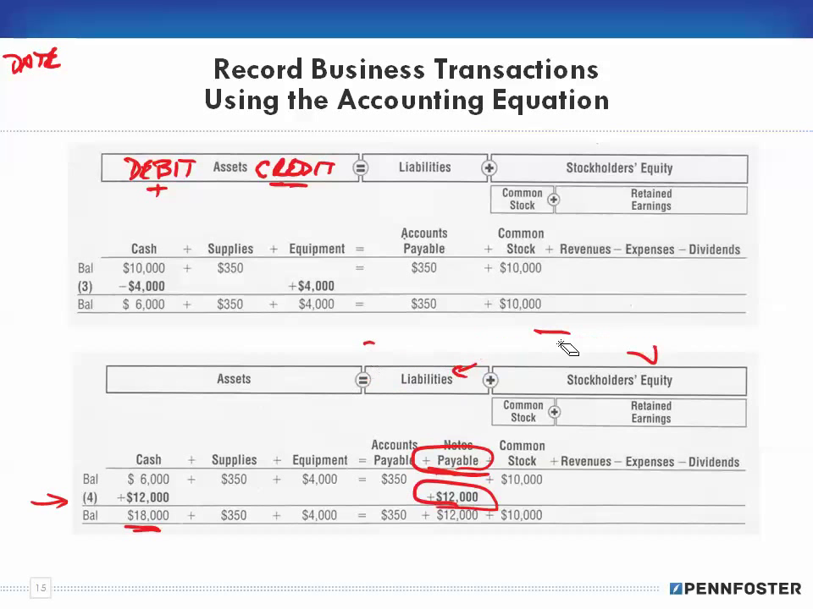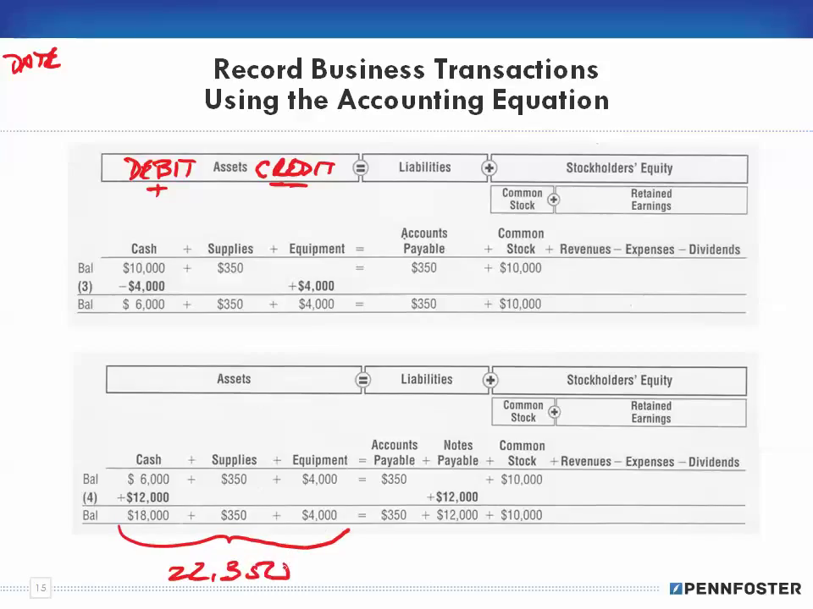But now the thing to notice here is, again, how does this affect our accounting equation, right? Well, I have 18,000 plus 350 plus 4,000, which is $22,350, and that's equal to, how much do I have in liabilities? Well, I have 350 plus 12,000, so that's $12,350, plus my $10,000 in equity. So my accounting equation is in balance, right?